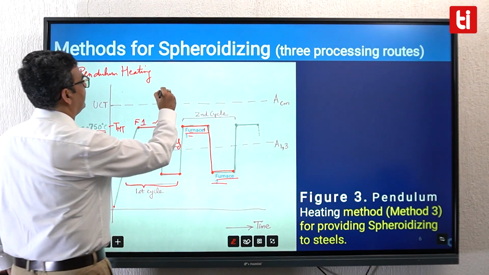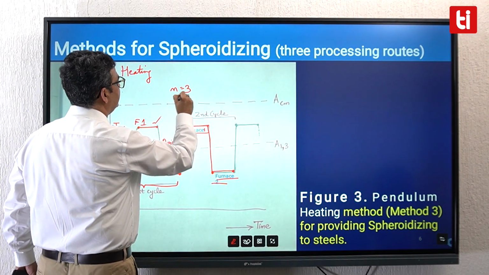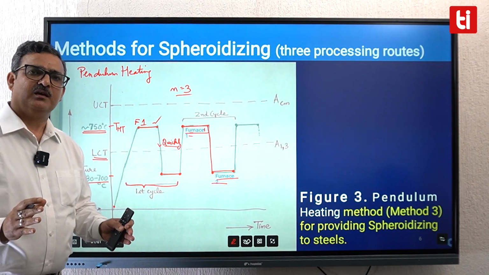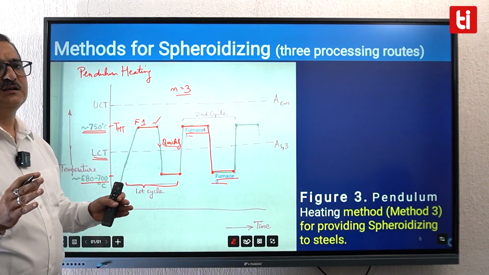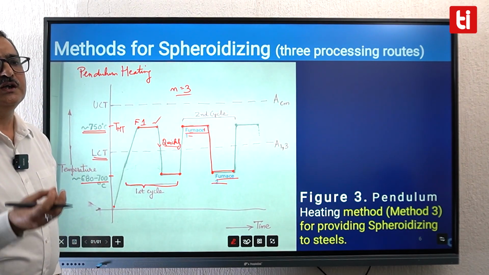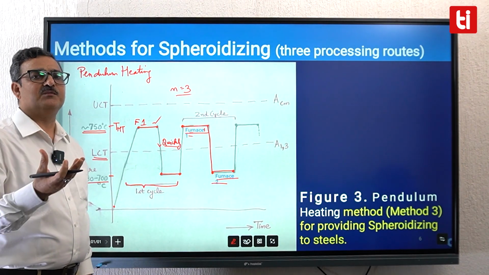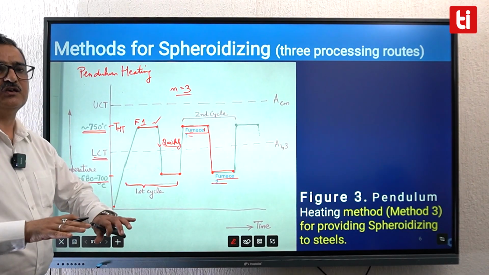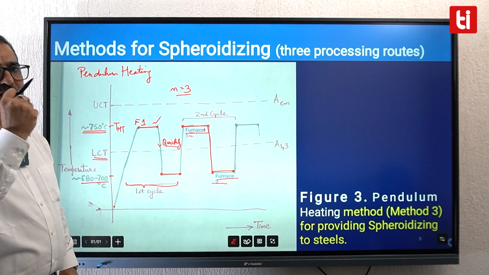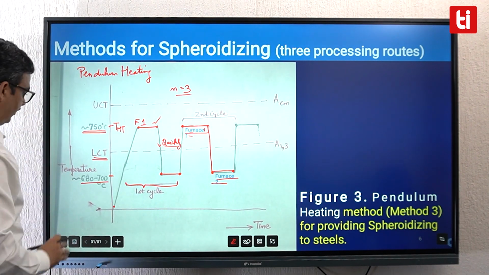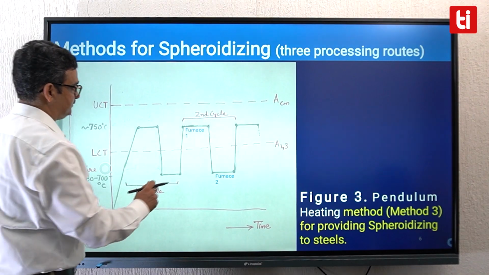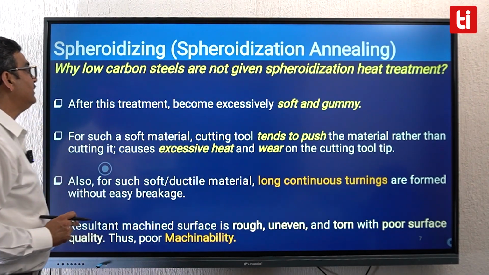Generally, it is said that after about 3 such cycles, all lamellar or non-globular cementite and carbides transform themselves into globular and spheroidal cementite, thereby bringing down the hardness of high carbon steels and high alloy tool steels, and making their machinability excellent. So this is all about the methods that are available, students, for doing spheroidization annealing.